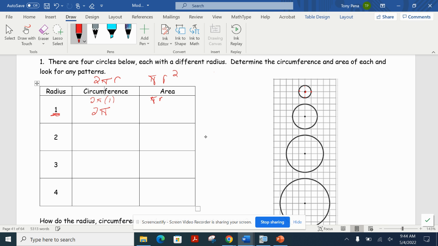So pi r squared, radius of 1 squared is 1 pi. All right. That's all we're going to do with all of these. So the second one, you're going to do 2 times pi times your radius.